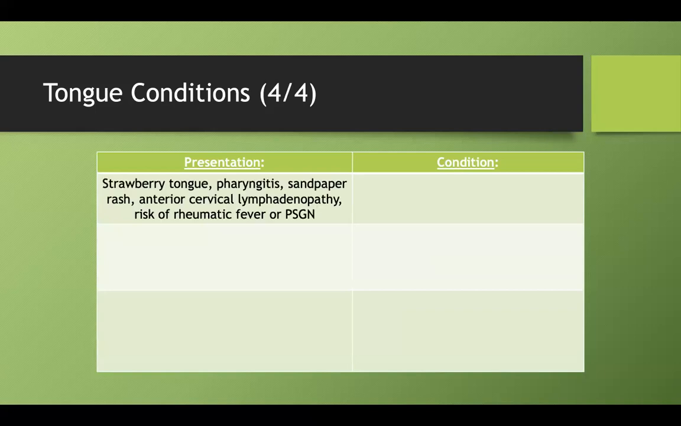Okay, last little section on tongue conditions. What if you saw a kid, the question talked about a kid who has a strawberry tongue, pharyngitis, a sandpaper rash, anterior cervical lymphadenopathy, and a risk of rheumatic fever or PSGN. I guess if I say what PSGN is, it gives it away. That's a group A strep infection. And PSGN is post-streptococcal glomerulonephritis, so a kidney disorder following a strep infection.